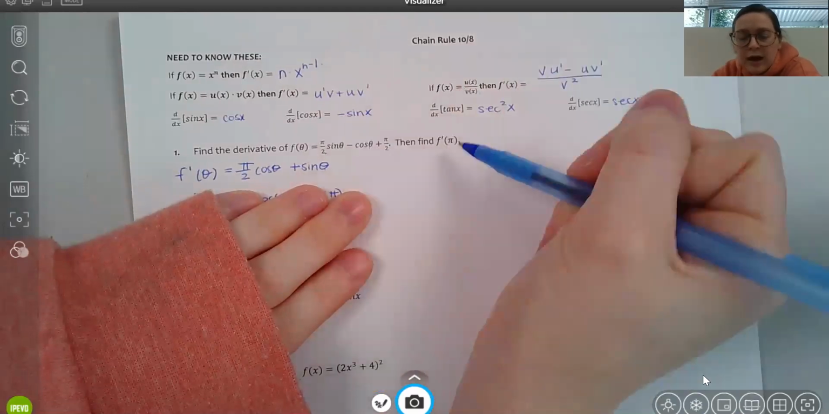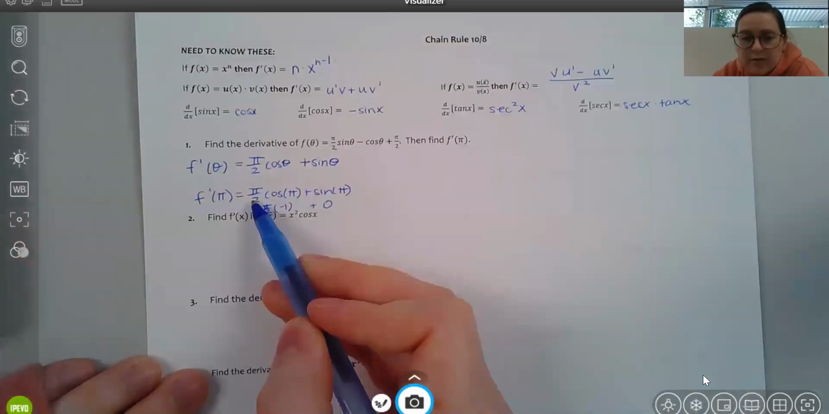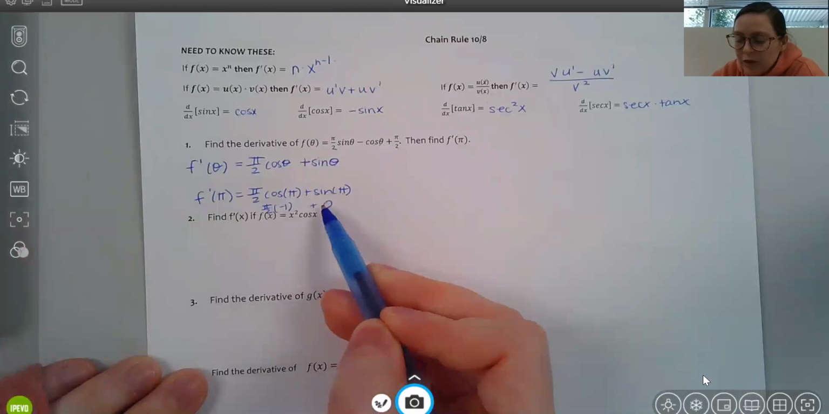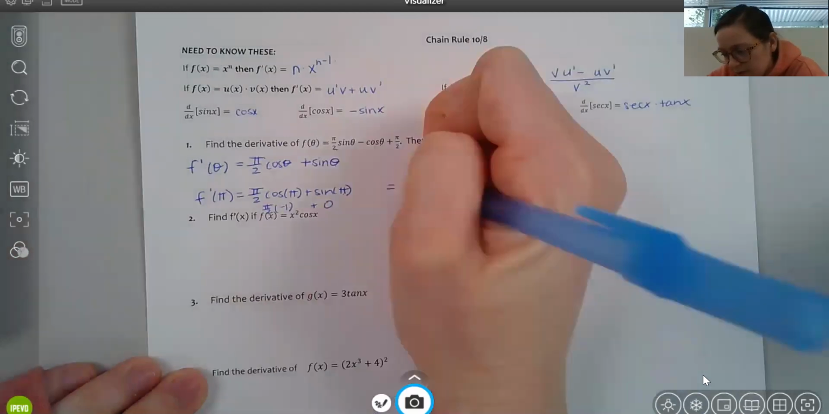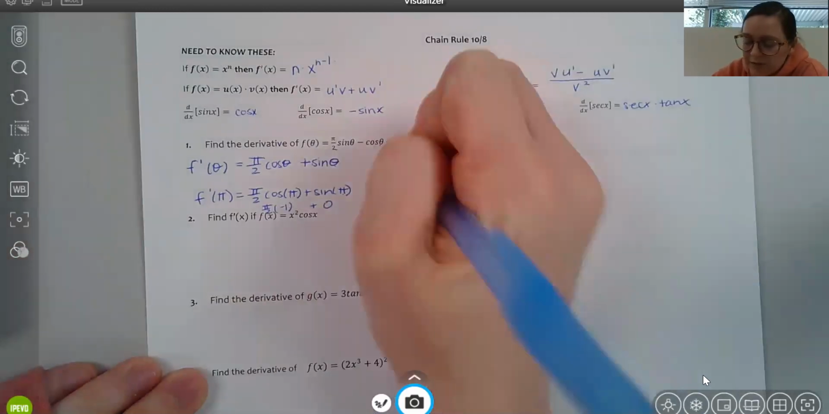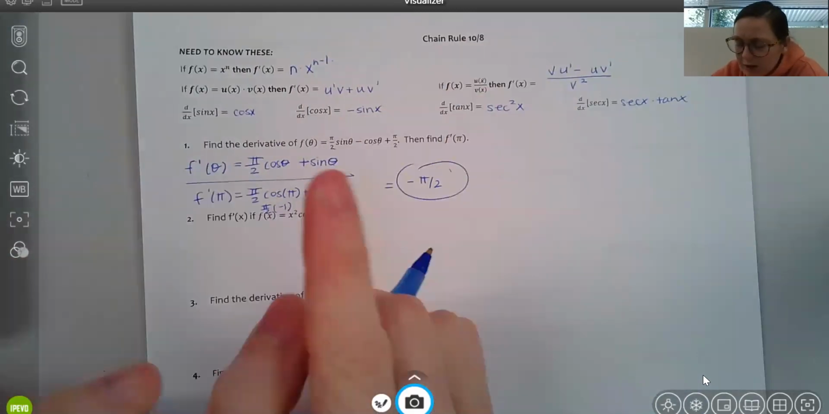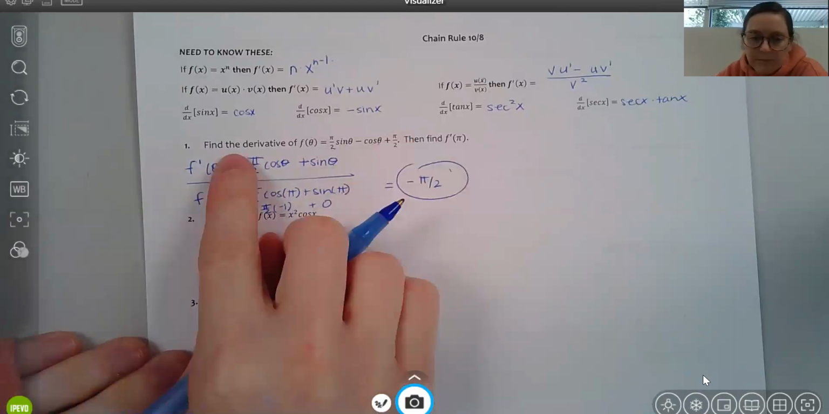Now I want to find f prime of pi, so you plug in. So pi over 2 cosine of pi plus sine of pi. Sine of pi is 0. Cosine of pi is negative 1. So this is negative 1 times pi over 2, which is just negative pi over 2. So there's your answer. I definitely always want to have my f prime in terms of x, in this case theta, before I actually plug in the value of pi, and then you get your answer.